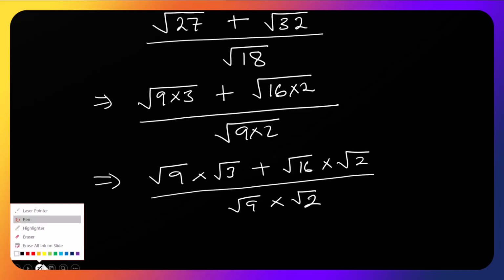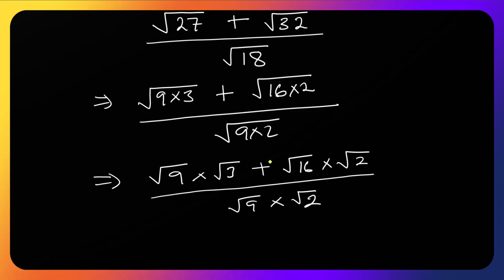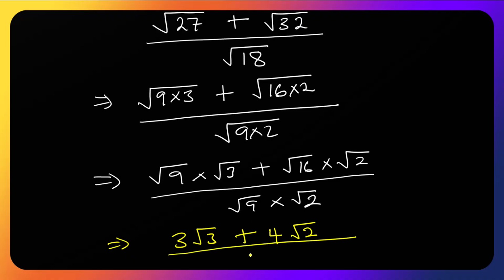Okay, so the perfect squares will give us exact values. So square root of 9 is 3. So that will be 3 times root 3. That will be 3 root 3. And we have 4 times 2 on. So this side will be 9. That will be 3 root 2.